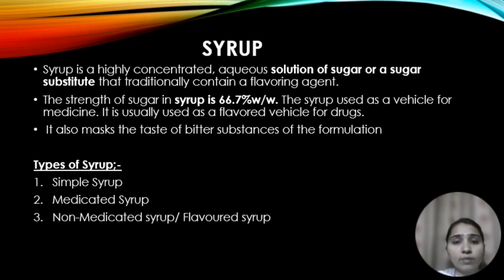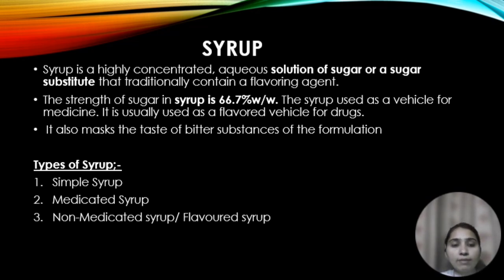So next is the syrup. What is meant by syrup? Syrup is a highly concentrated aqueous solution of sugar or a sugar substitute, which traditionally contains a flavoring agent. The strength of the sugar in syrup is 66.7% weight by weight. Syrup is used as a vehicle for medicine. It is usually used as a flavored vehicle for drugs. It also masks the taste of bitter substances in the formulation.